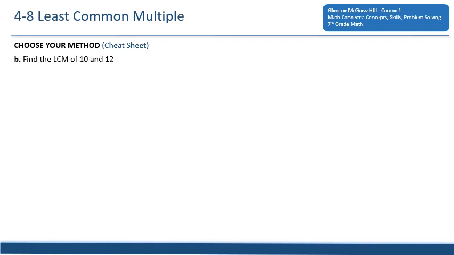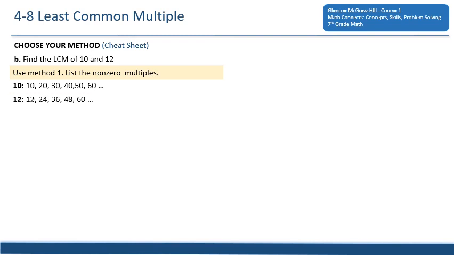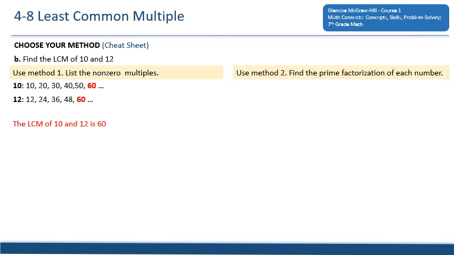Choose your method. Find the least common multiple of 10 and 12. Use method 1, list the non-zero multiples. So 10's non-zero multiples are 10, 20, 30, 40, 50, 60, etc. And 12's non-zero multiples are 12, 24, 36, 48, 60. We can stop there because we can see we have a common multiple. So the least common multiple of 10 and 12 is 60.